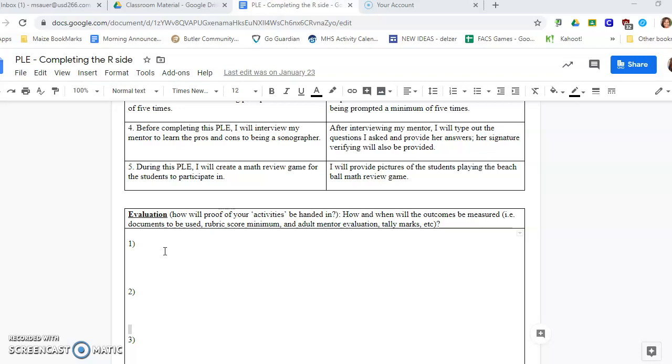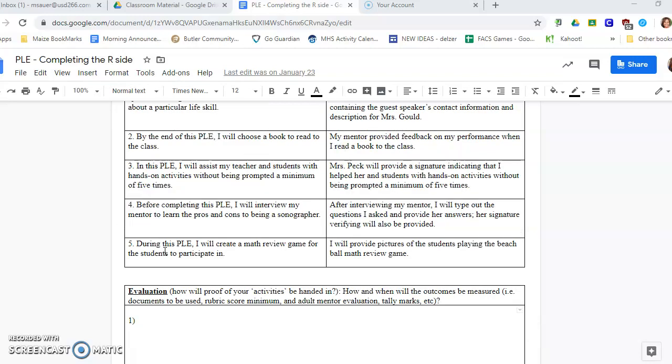So for example, it could be something like, I have provided pictures of the students playing the beach ball review game that I created for them. Another one could be, after interviewing my mentor about the pros and cons of being a stenographer, I have included the questions and answers that were created through the use of our interview period. Those kinds of things.